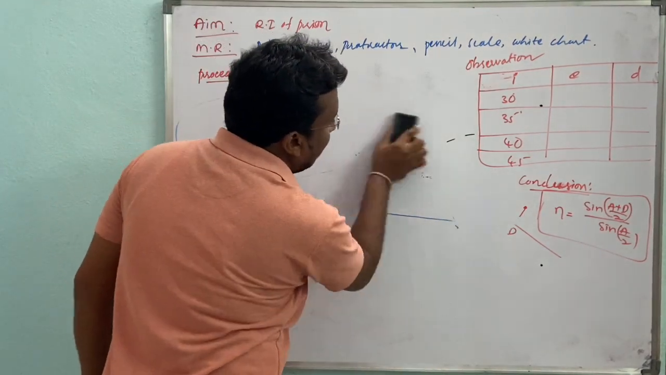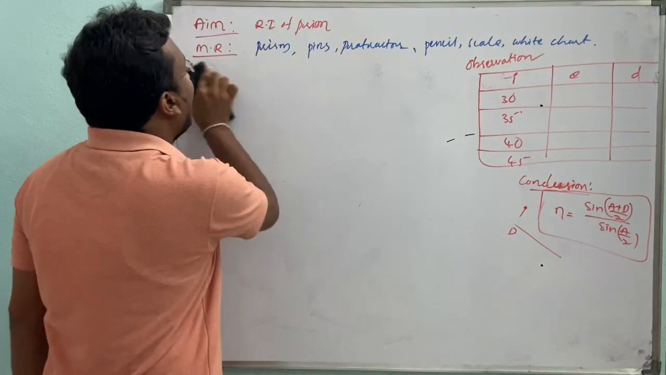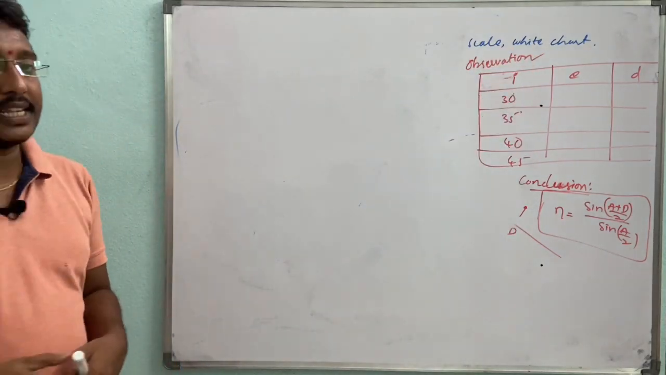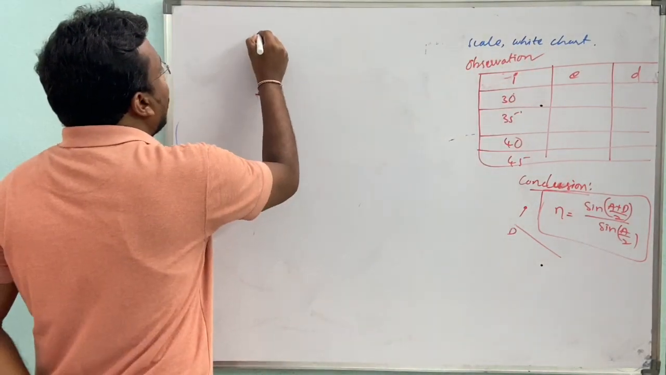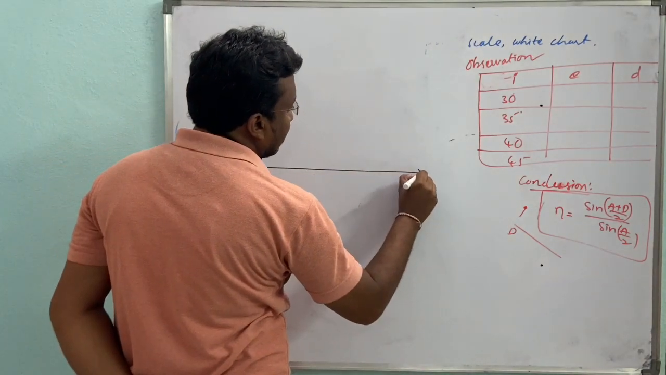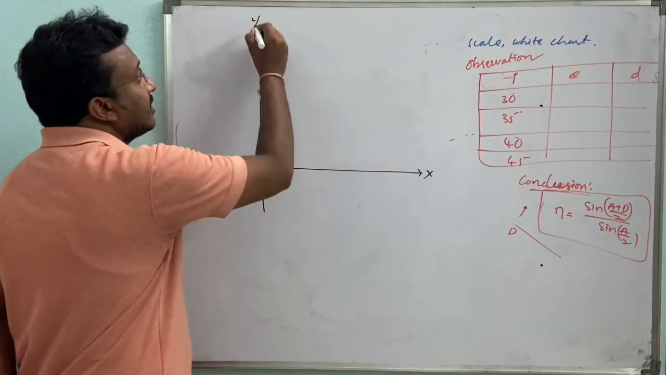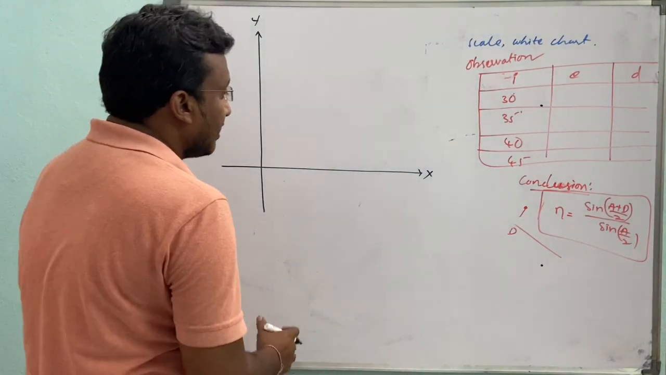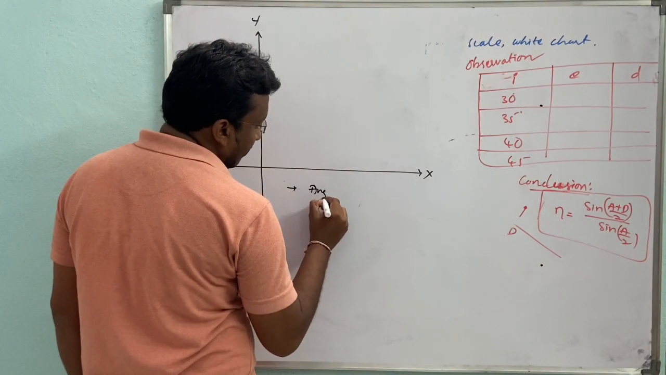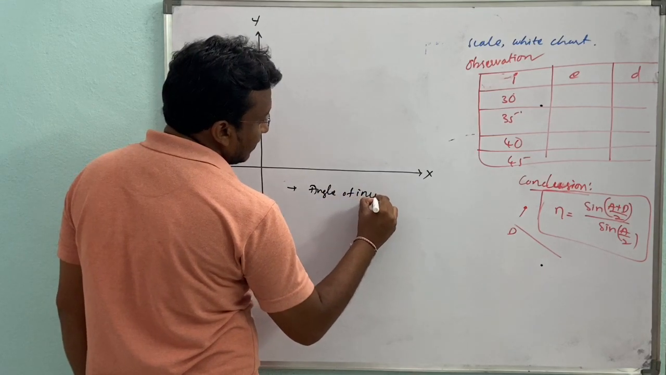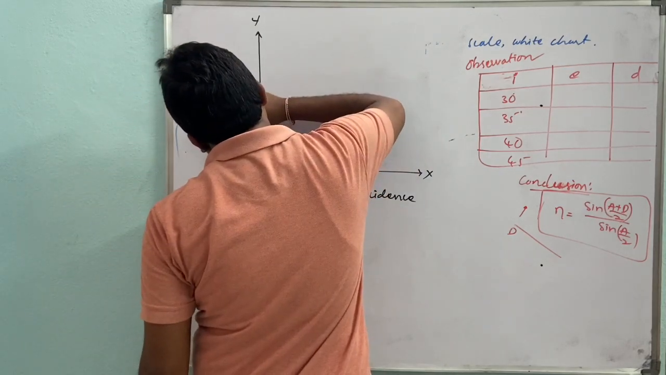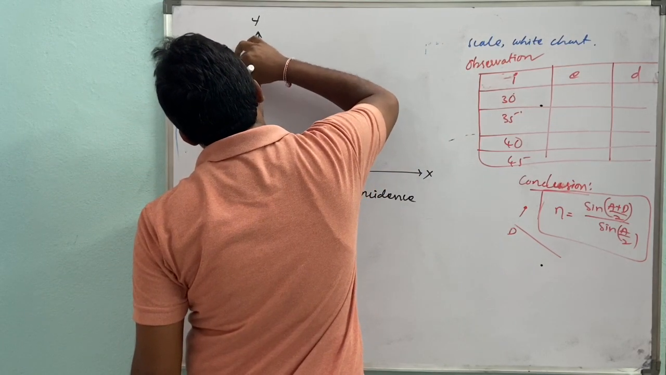By using the data we collected from the observation, draw a graph on graph paper. You know that a graph consists of two axes, the x-axis and y-axis. On the x-axis we have to take the angle of incidence, right. On the y-axis we have to take the angle of deviation values.